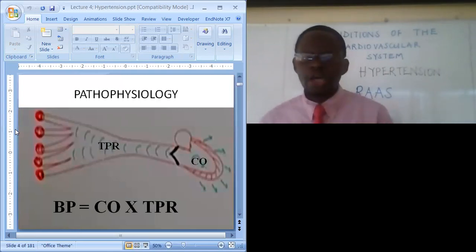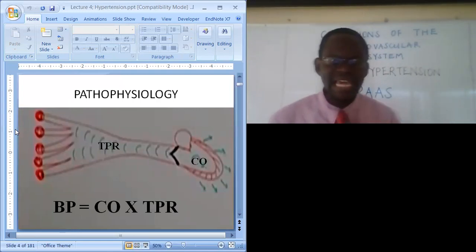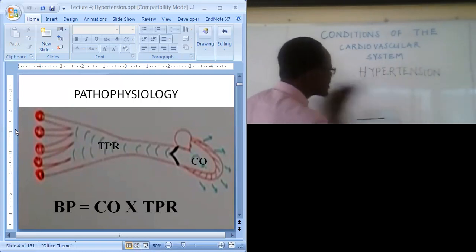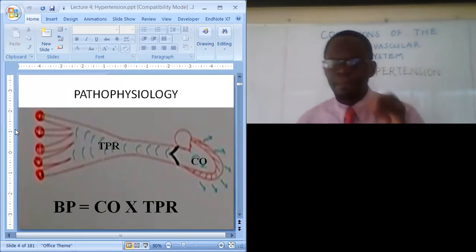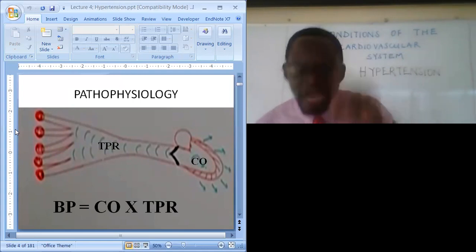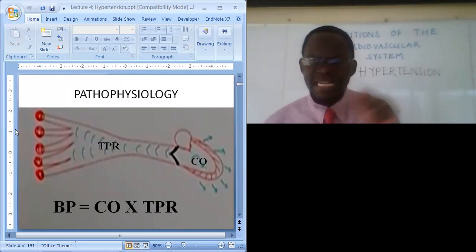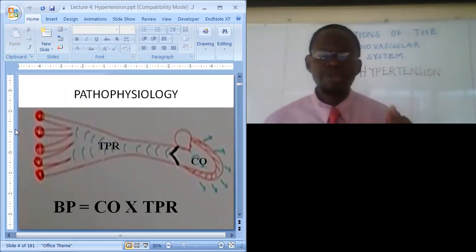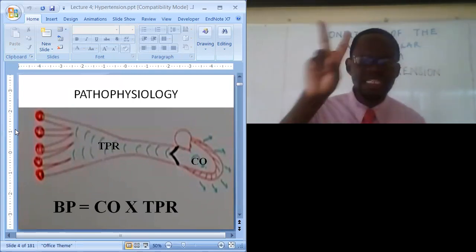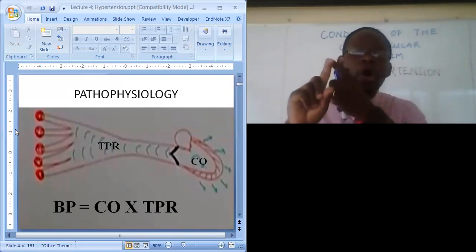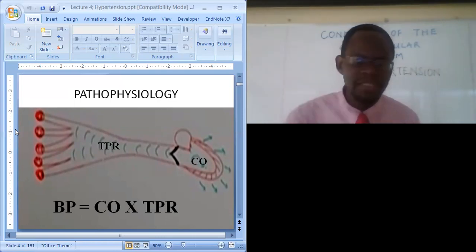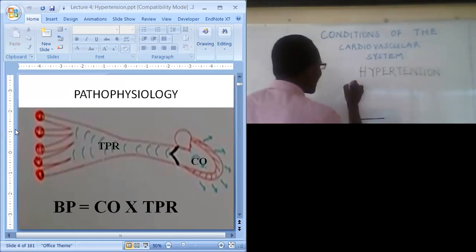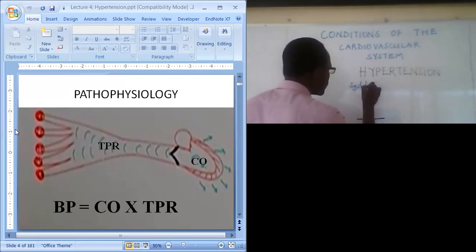Now, please take a closer look at that picture. That picture is telling us what determines the systolic blood pressure and what determines the diastolic blood pressure. Blood pressure is measured by two figures: the diastolic figure and the systolic figure. So in other words, the systolic figure over the diastolic figure.